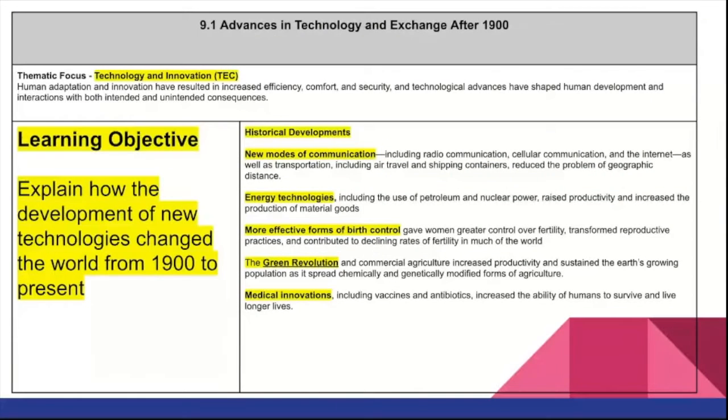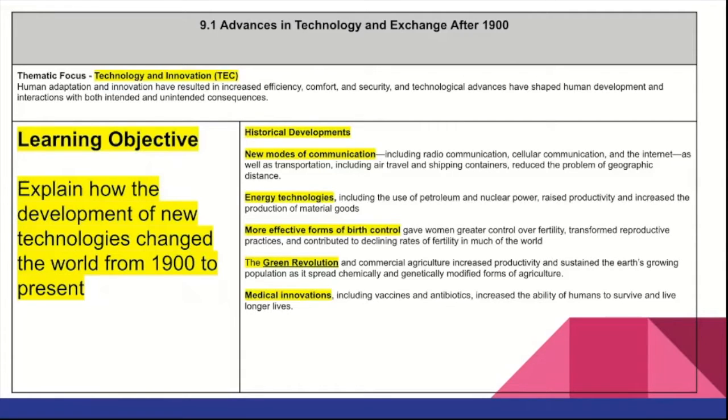So, explain how the development of new technologies changed the world from 1900 to the present. Whenever you see that phrase changed, they're looking for continuities and changes. What changed, what stayed the same across the time period? Let's zoom into more focused historical developments. First off, the thematic focus is technology and innovation, obviously, focusing on technology.